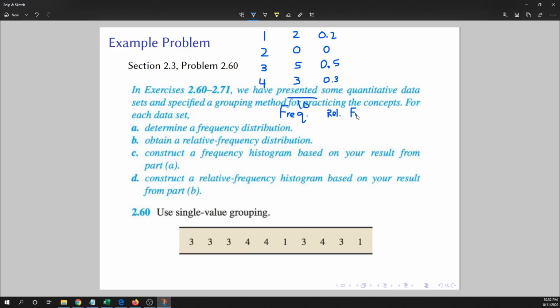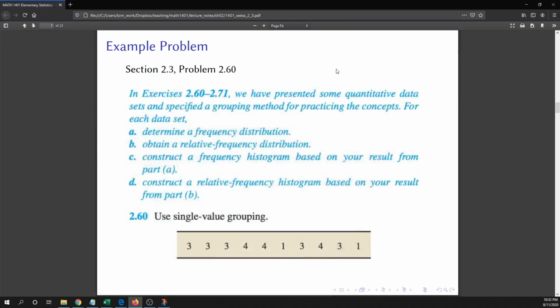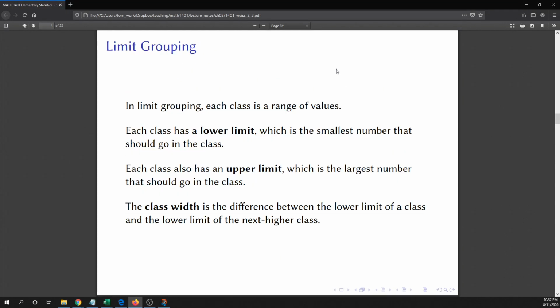So you can see that's really nothing different from what we did when we were talking about qualitative data. The only issue is that doing this is not great for other types of quantitative data. So I'm going to go ahead and move on to the next example, and that is about limit grouping.